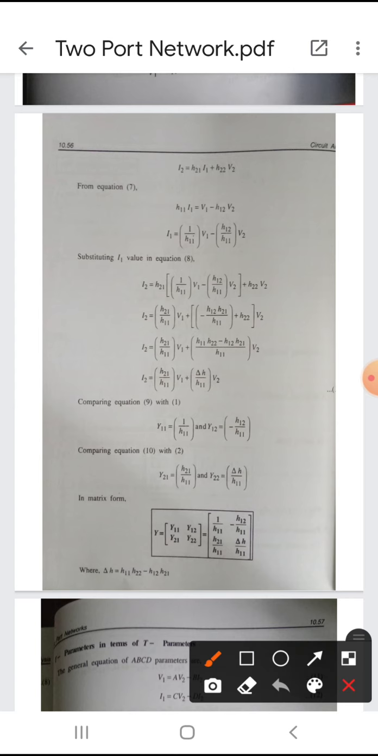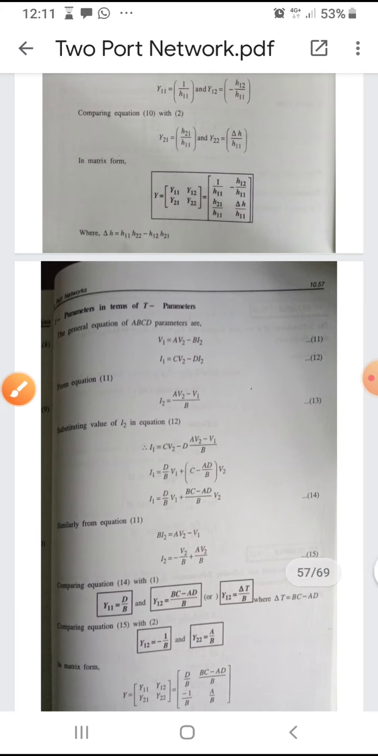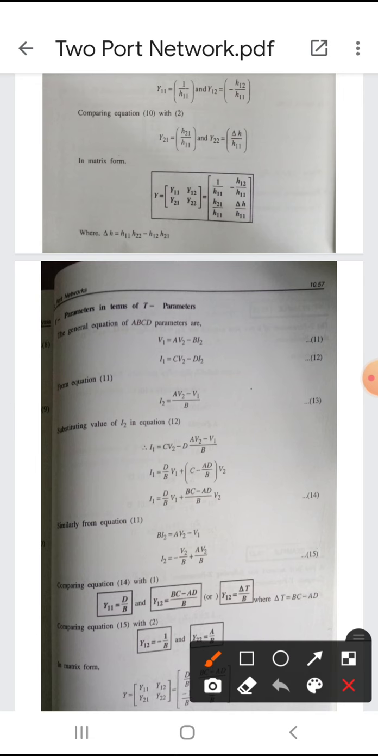Next you want to find y parameter in terms of ABCD parameter, that is T parameter. So for that first of all write the ABCD parameter equation. Here also remember that we need i1 i2 v1 v2.